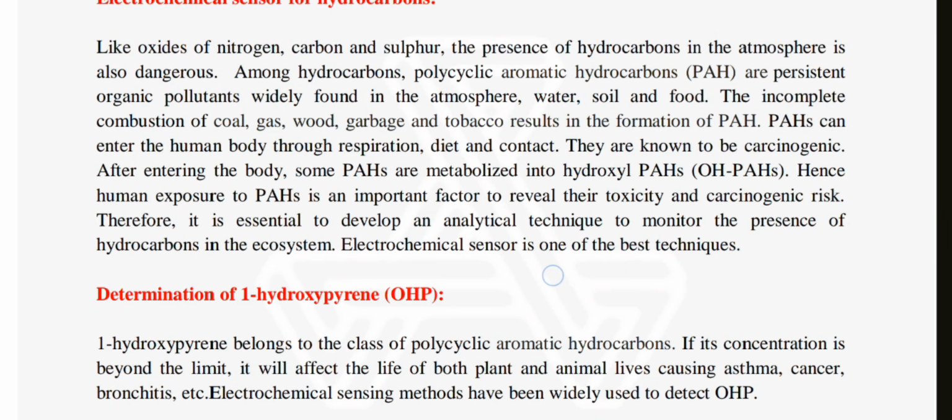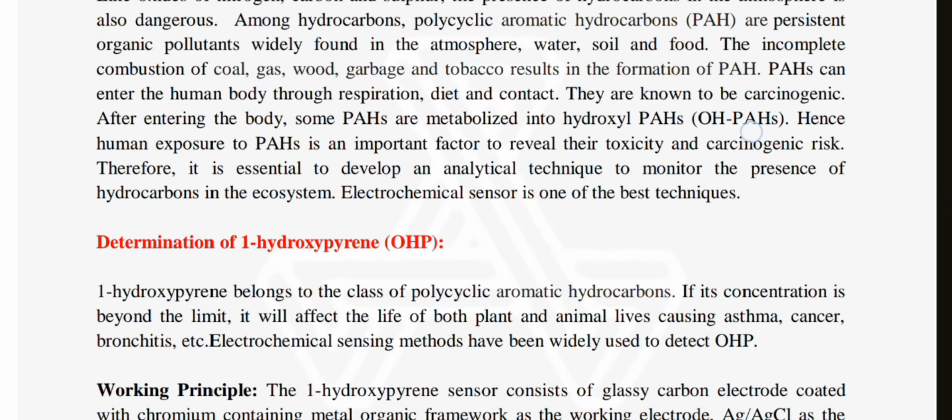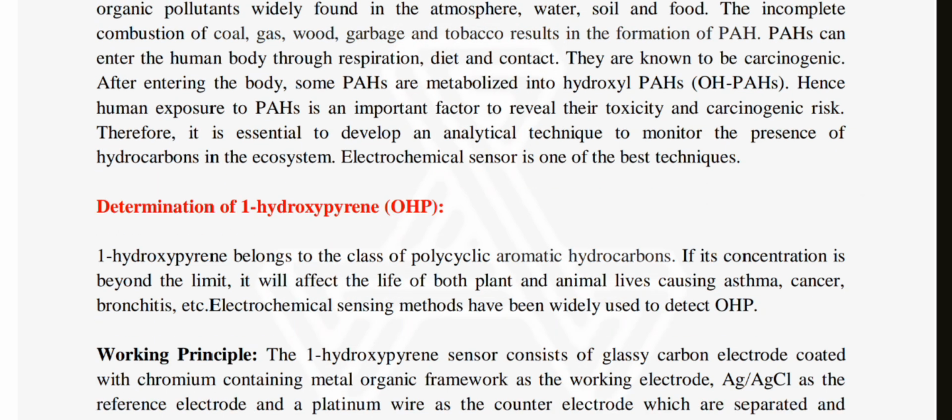Electrochemical sensor for hydrocarbons. How to sense these hydrocarbons? Like oxides of nitrogen, carbon, and sulfur, the presence of hydrocarbons in the atmosphere is also dangerous. Among hydrocarbons, polycyclic aromatic hydrocarbons, PAHs, are persistent organic pollutants widely found in the atmosphere, soil, water, and food. The incomplete combustion of coal, gas, wood, garbage, and tobacco results in the formation of PAHs. PAHs can enter the human body through respiration, diet, and contact. They are known to be carcinogenic.